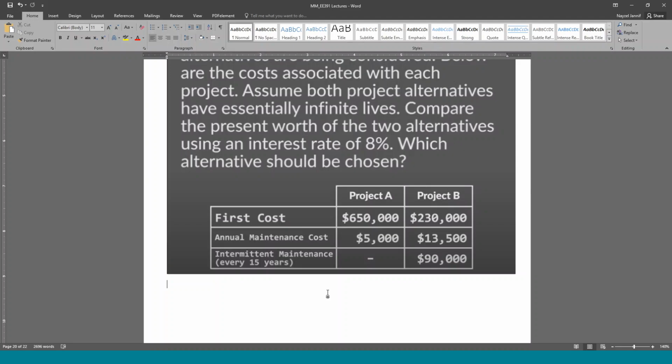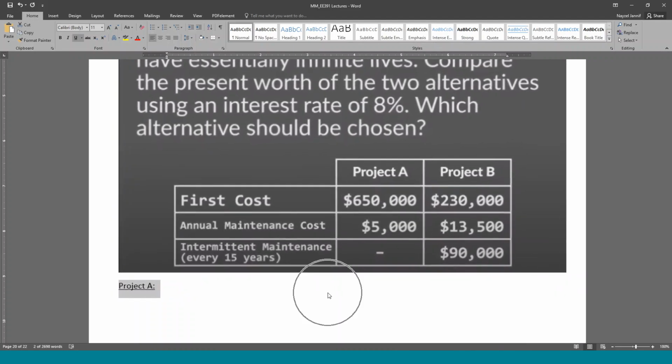Now, let's do a comparison table. We can do it side by side. Let's now look at project A. Let's do a comparator. Okay, let's do project A.